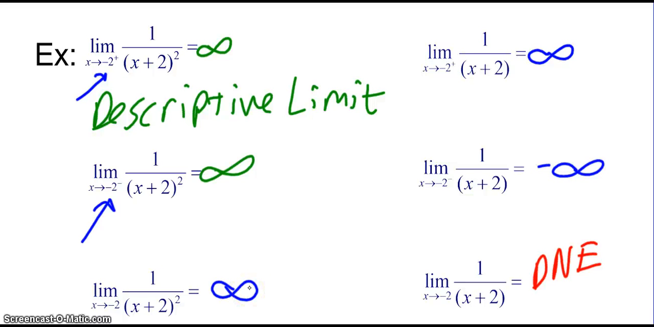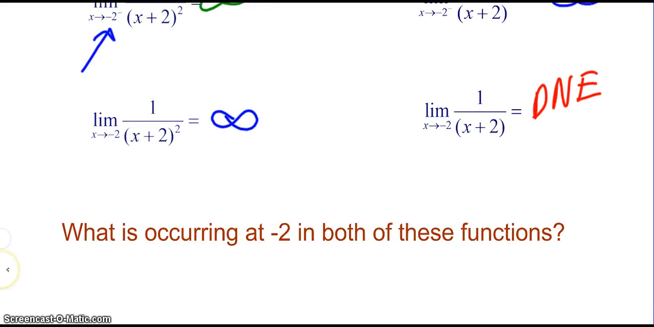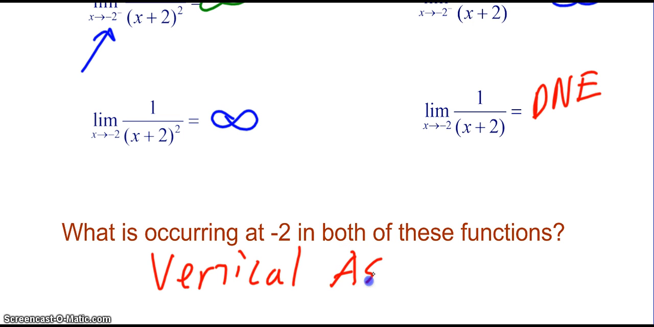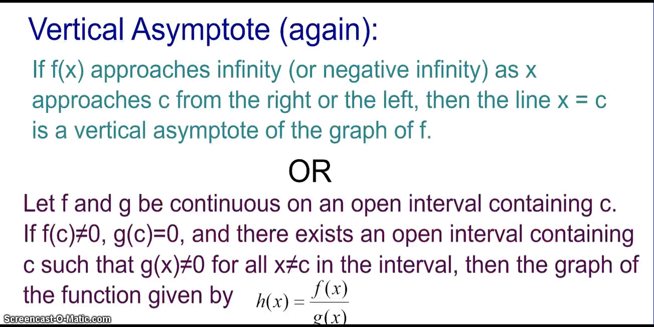What's happening at negative 2? Well, hopefully we recognize that's going to be a vertical asymptote. So let's talk about vertical asymptotes. So again, this is not new. Vertical asymptote: if f of x approaches infinity or negative infinity as x approaches c from the right or the left, then the line x equals c is a vertical asymptote of the graph of f.